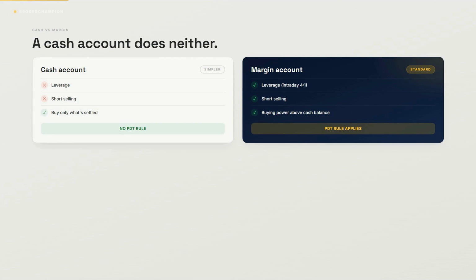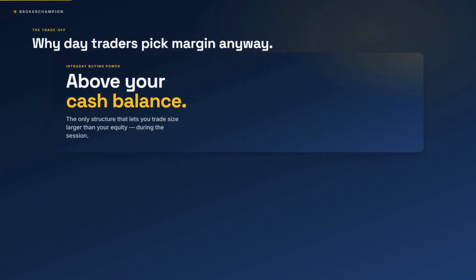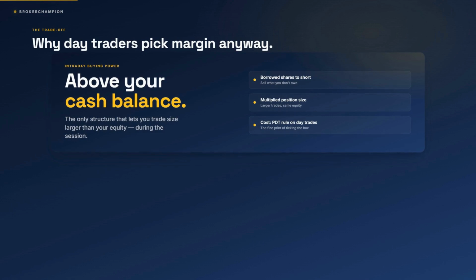The cash account is the simpler product. The margin account is the standard structure for day trading US equities because it's the only one that gives you intraday buying power above your cash balance. That's the trade-off you're signing up for when you tick the margin box.